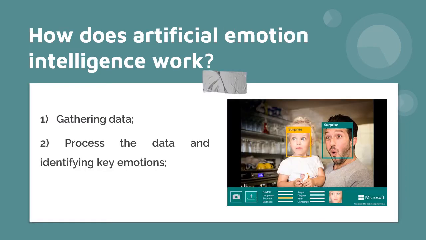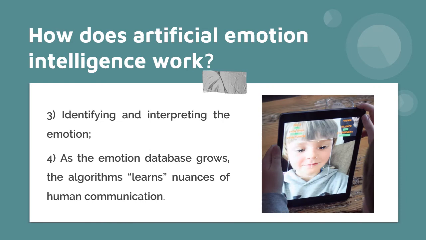So how does artificial emotion intelligence work? Through a combination of computer vision, sensors and cameras, tons of real-world data, speech science, and deep learning algorithms, artificial emotion intelligence systems gather data, then process and compare it against other data points that identify key emotions such as fear and joy. Once the appropriate emotion is identified, the machine interprets the emotion and what it might mean in each case. As the emotion database grows, the algorithm gets better at identifying the nuances of human behavior.